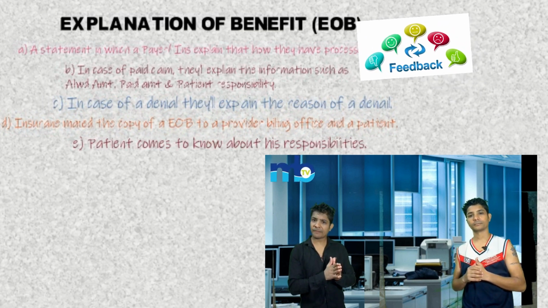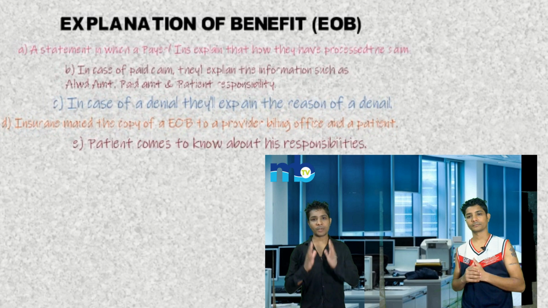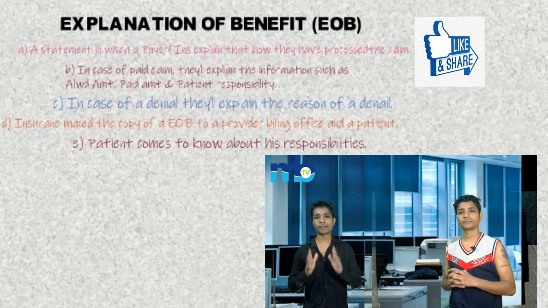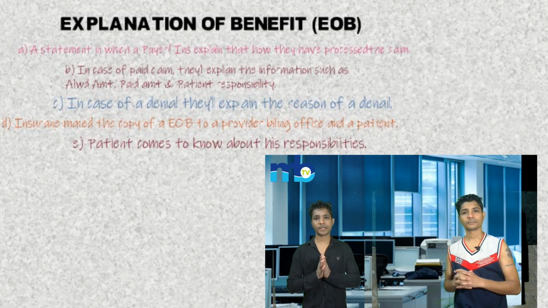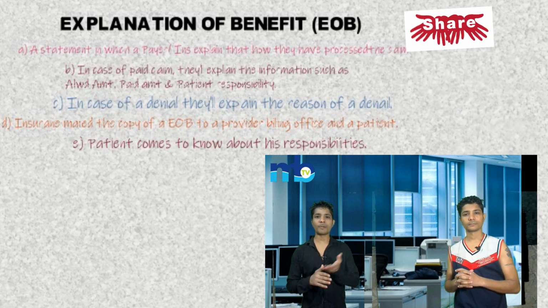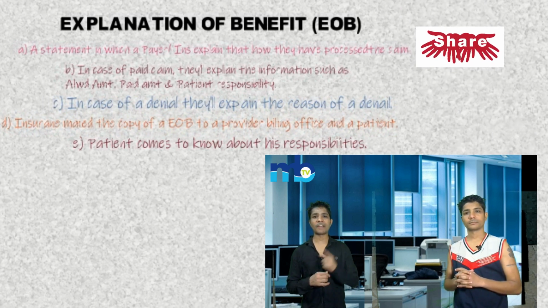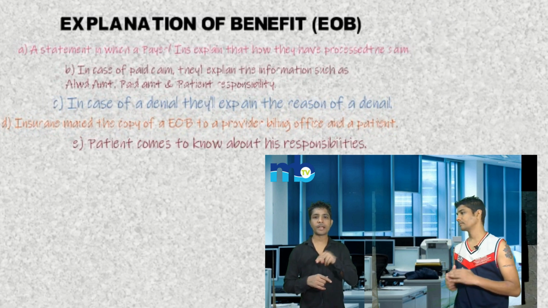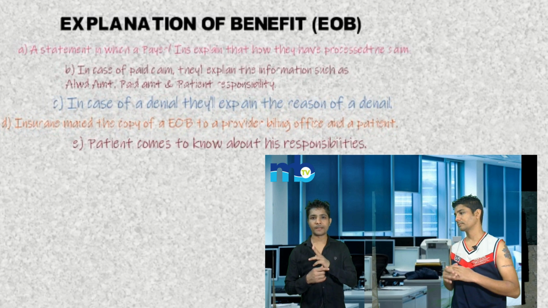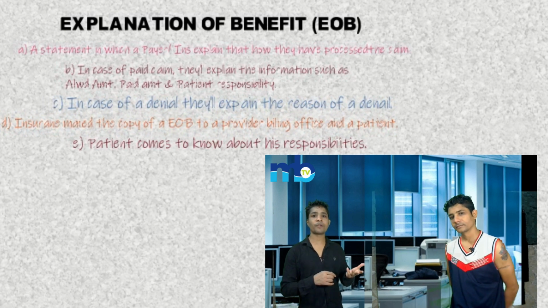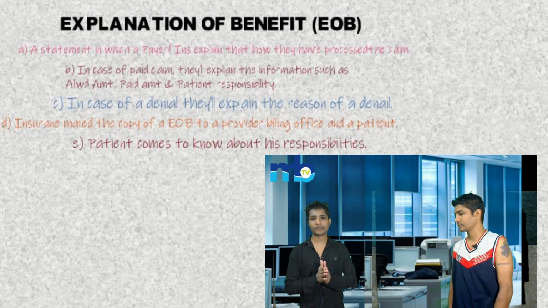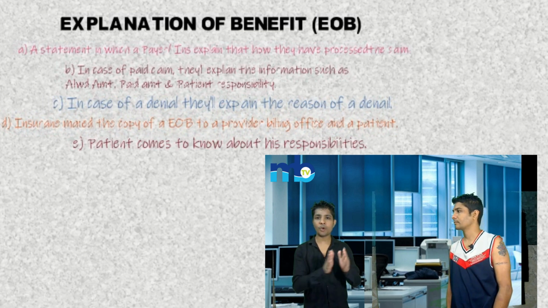So explanation of benefits is as simple as that, in which the insurance company explains how they have processed the claim. It is always mailed from the insurance company to the provider, and one copy to the patient as well, so that both parties come to know how they have processed the claim, and the patient comes to know what their responsibility is, if there is any. So that is EOB.